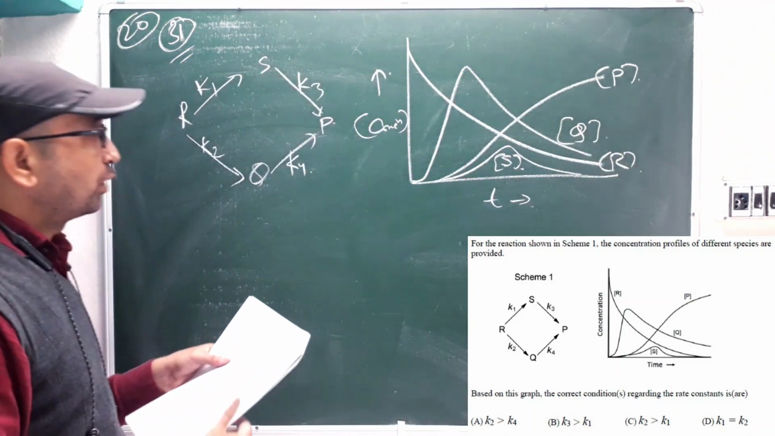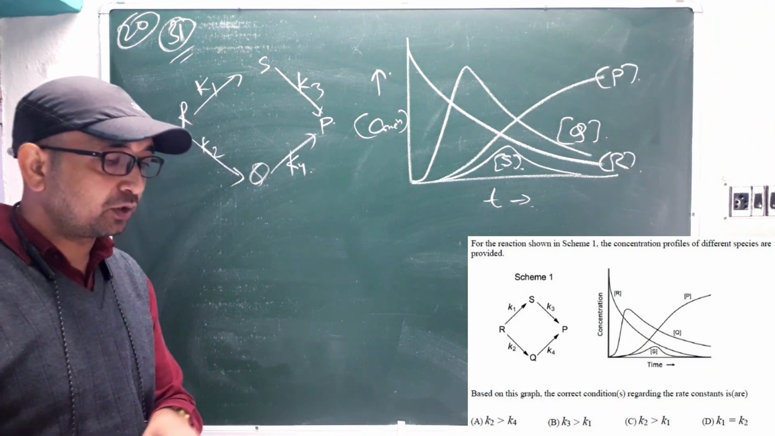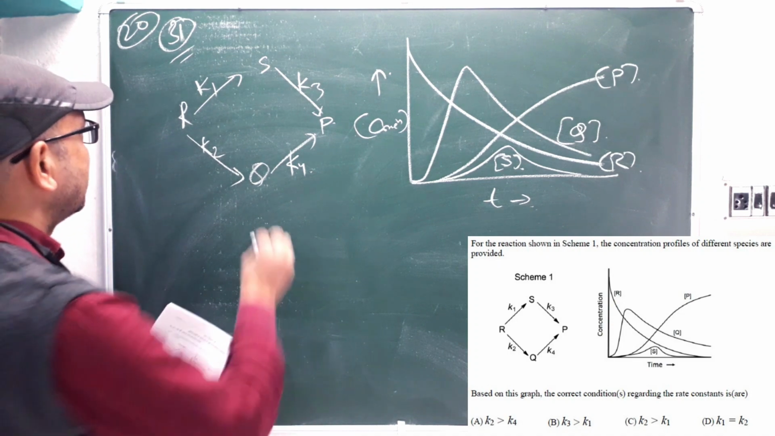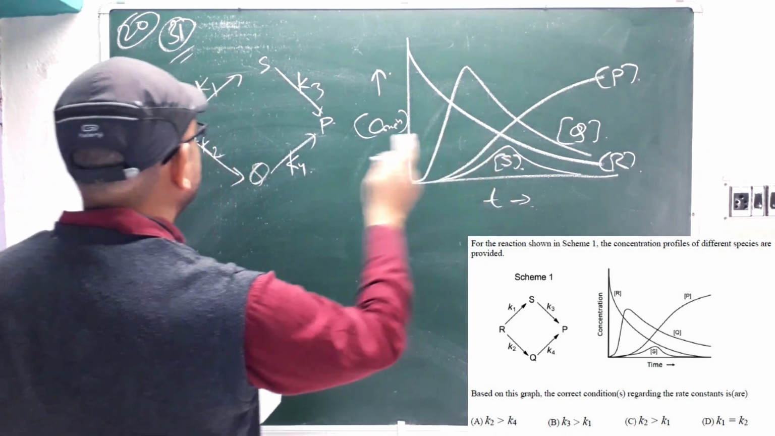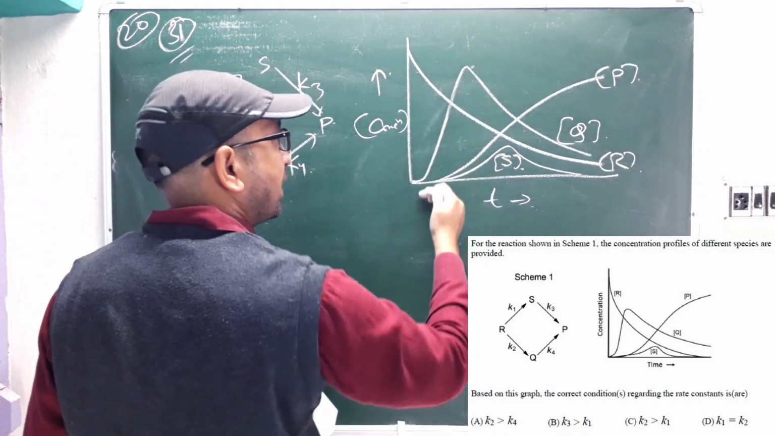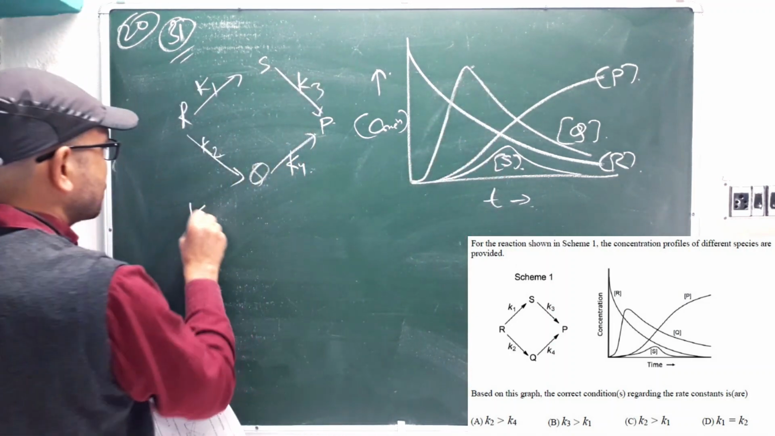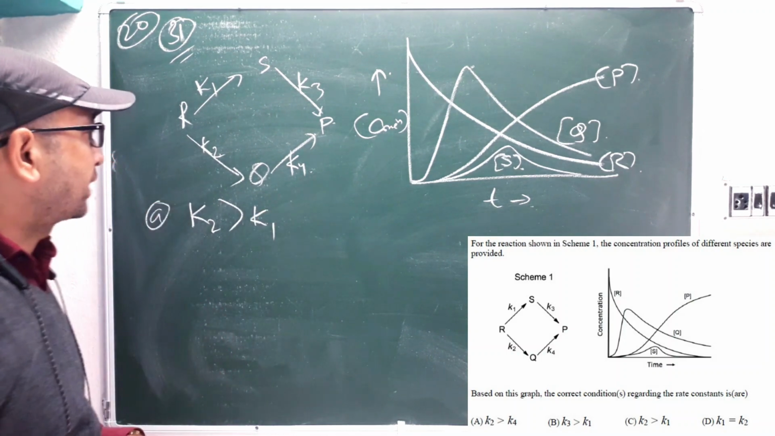Now what you have to find out, because 4 options they have given, you see the options. The first is K2 is greater than K1. R to S is this, or R to Q is this. See, this is faster, right, concentration with the time. So this rate will be more. So it's true, K2 is greater than K1. Option A will be correct.